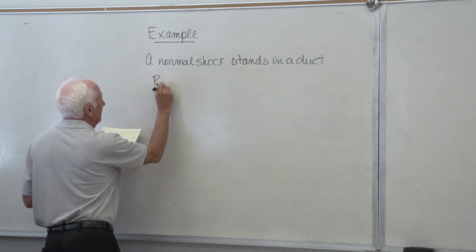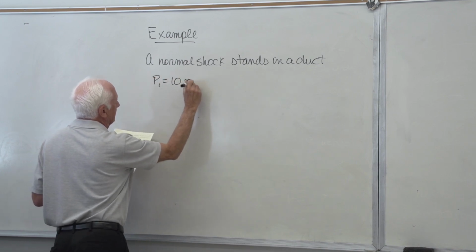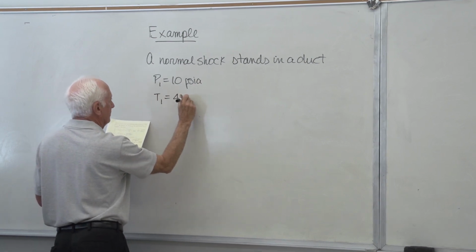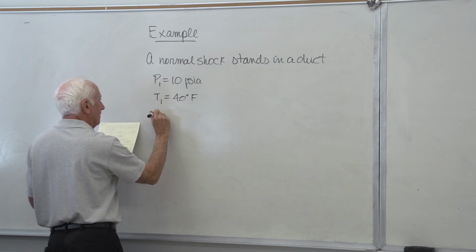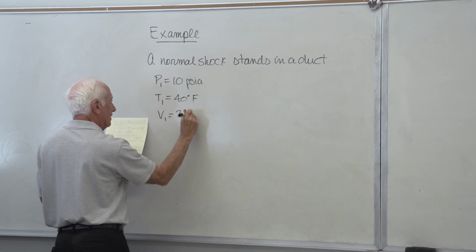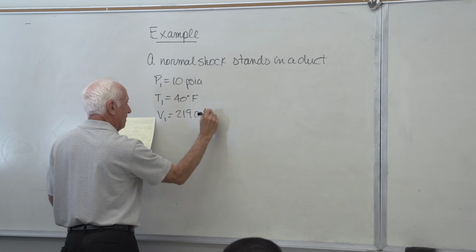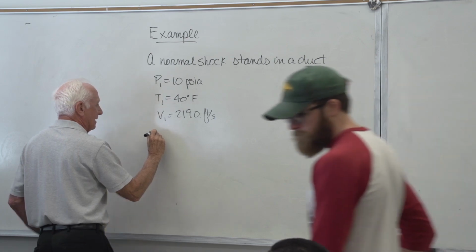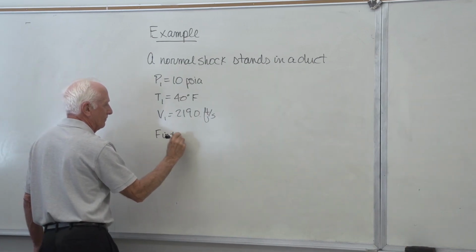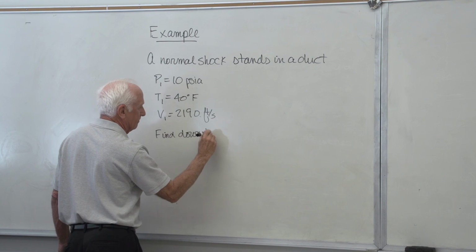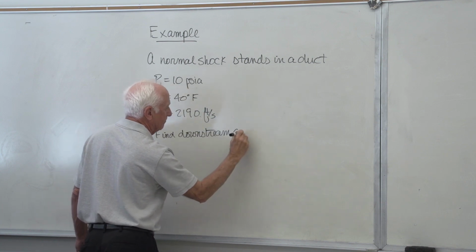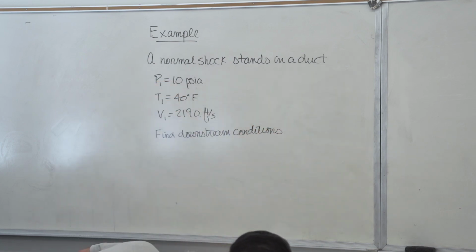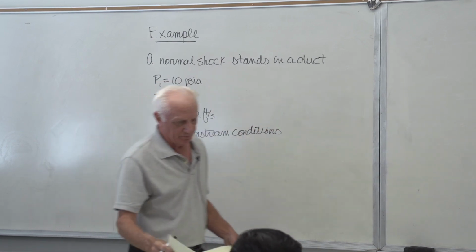Okay. Let's get some properties down. P1, 10 psia. T1, 40 degrees Fahrenheit. V1, 2190 feet per second. Okay, find the downstream conditions.